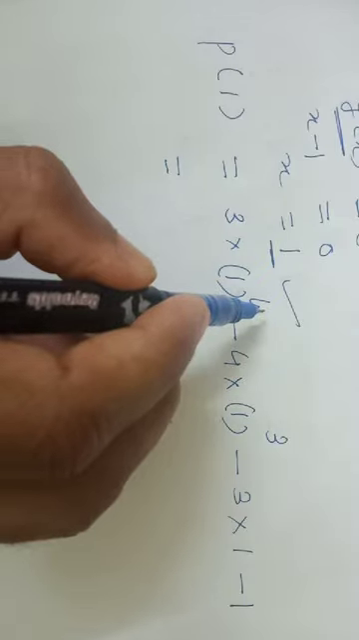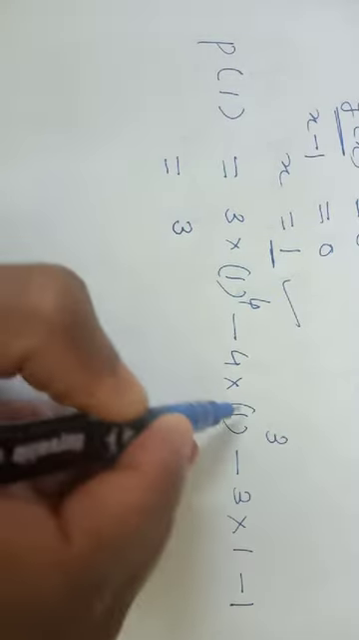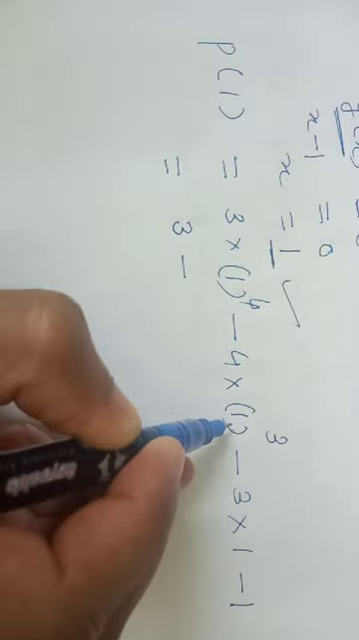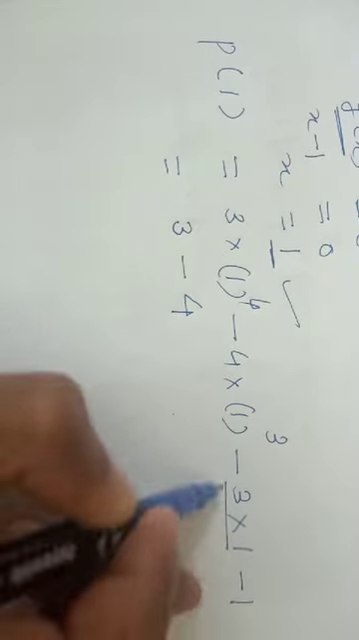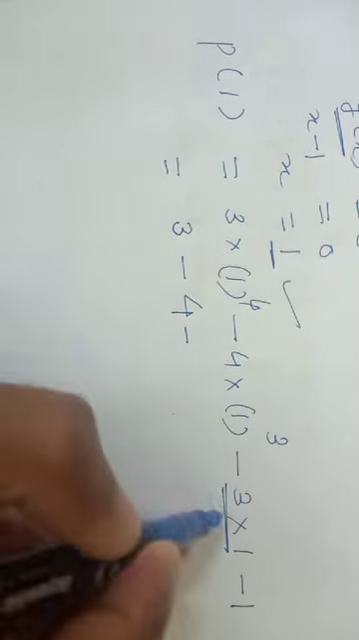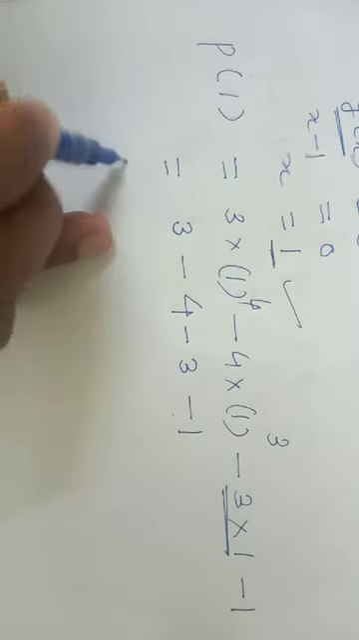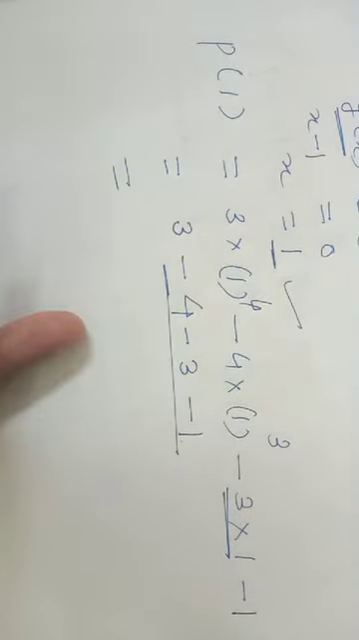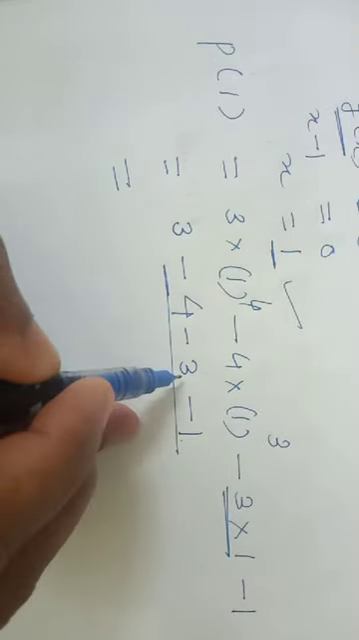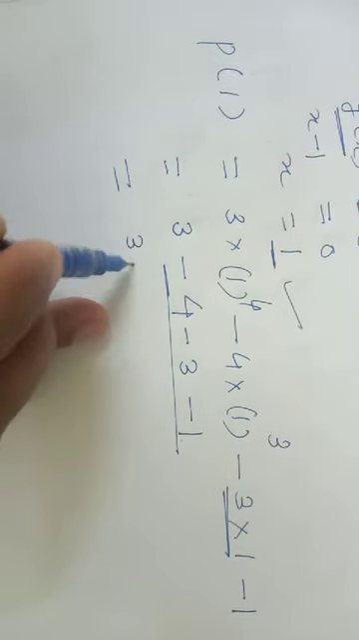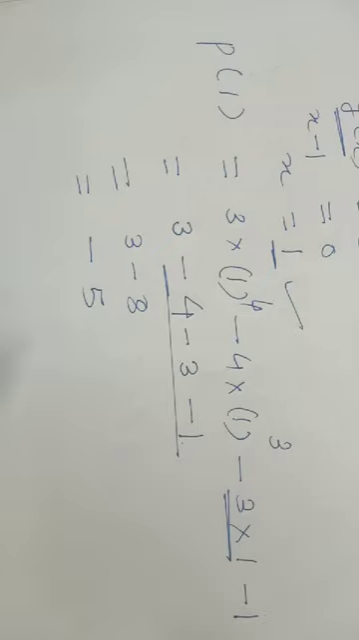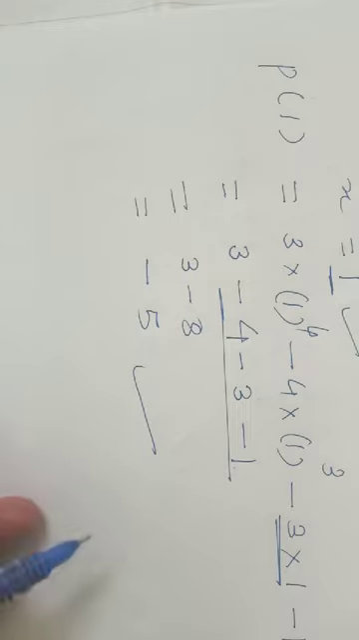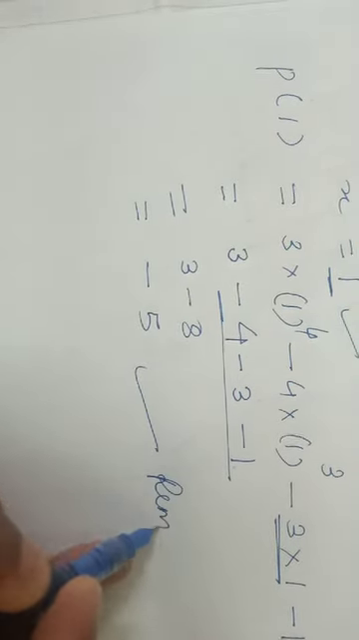1 raised to the power 4 is 1. 3 ones are 3. Minus 1 raised to the power 3 is 1, so 4 ones are 4. Now this is minus 3 ones are 3, minus 1. So add all the negative integers: minus 4, minus 3, minus 7 and minus 8. So 3 minus 8 means minus 5. It is the remainder. Without using the long division method, you got the remainder here. Clear?